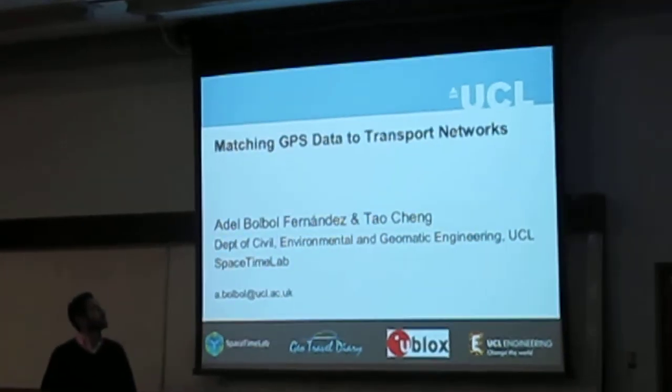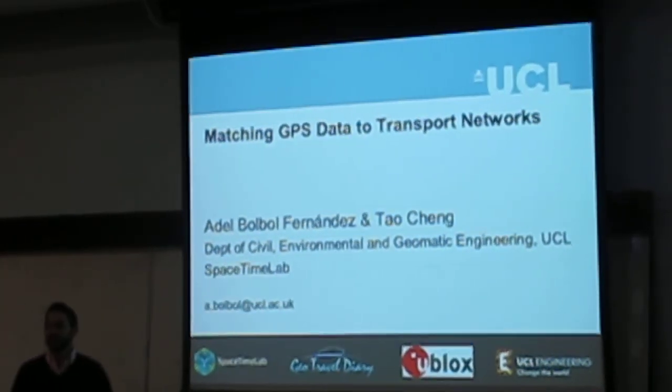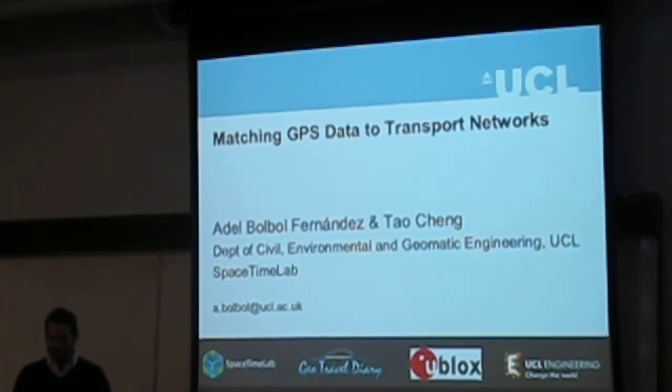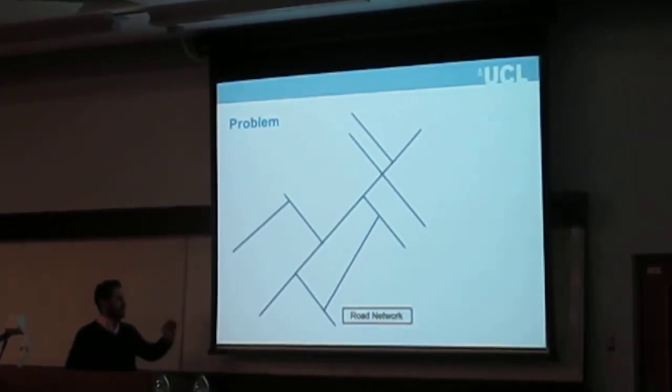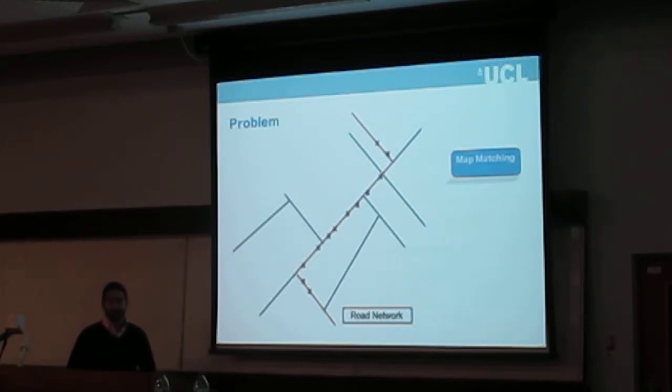Well, I'll be talking about matching GPS data to transport networks. So basically the problem is, if we have a typical network, like a road network, we have some GPS data found all around. The problem with GPS is obviously the GPS errors. A typical process is matching GPS data to a road network, which is typically called the process of map matching.